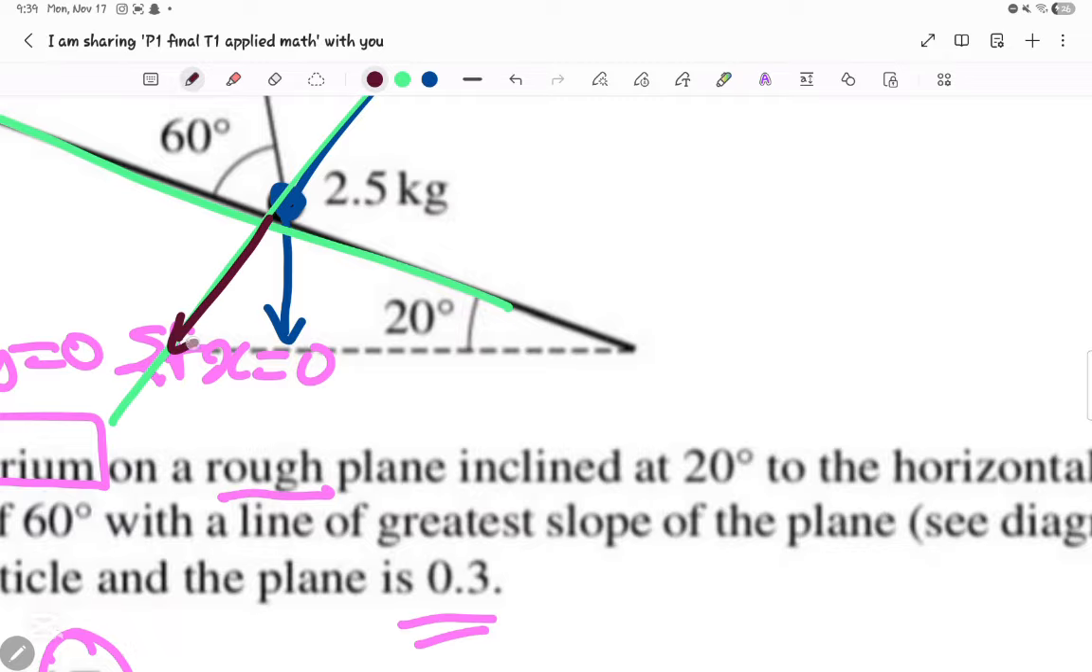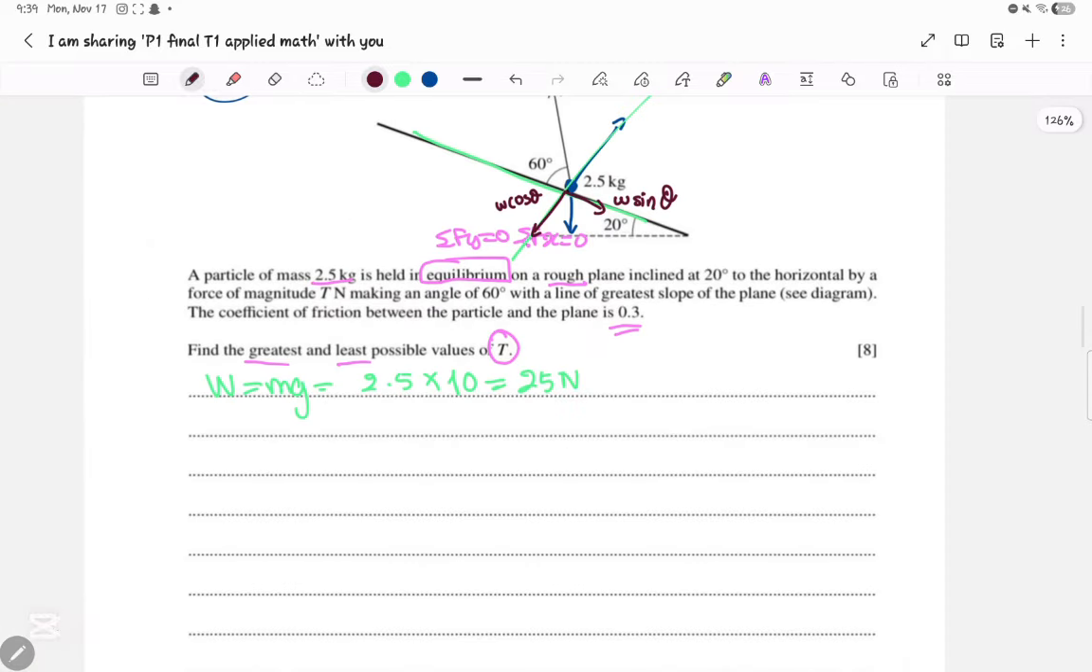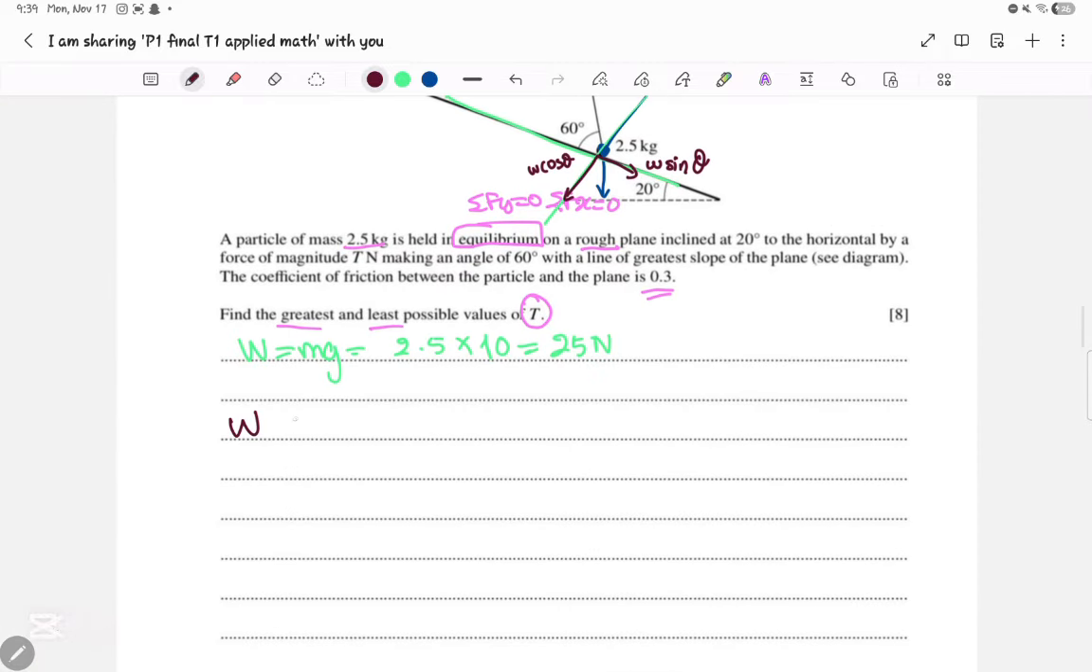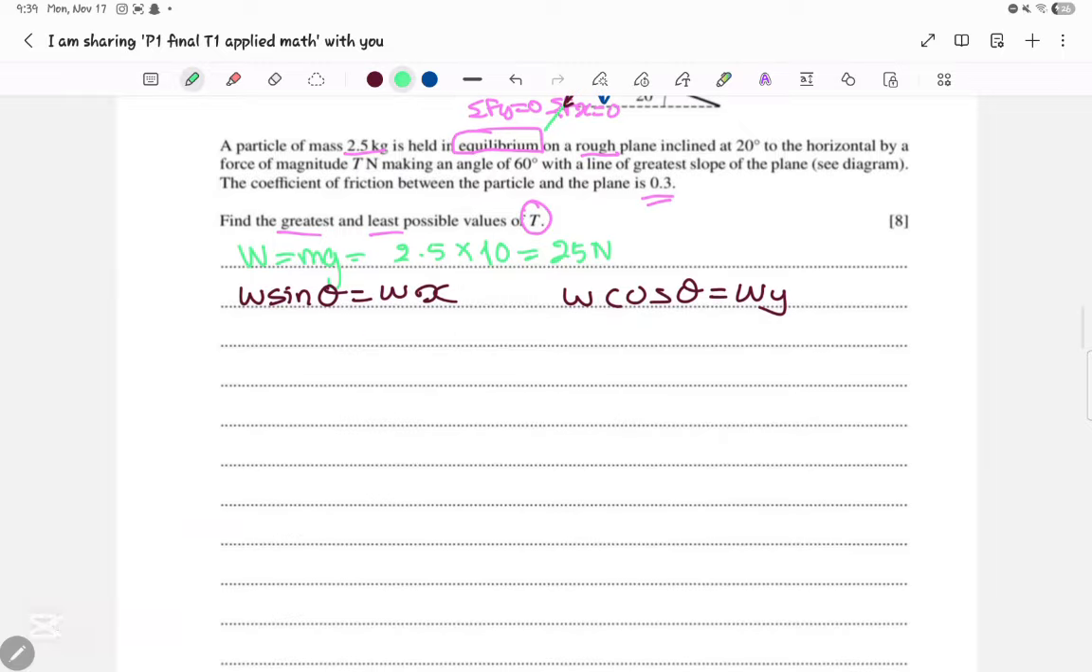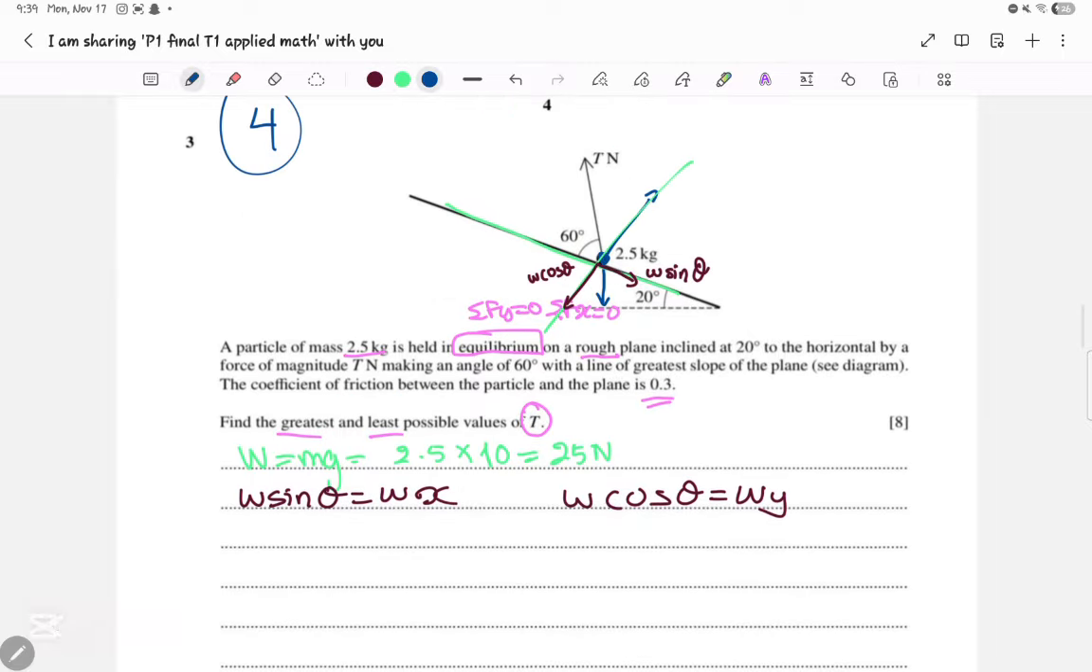So here it's gonna be W cosine theta. Here it's gonna be W sine theta, right? So W sine theta is equal to Wx, and W cosine theta is equal to Wy. Now what do I need to resolve? I need to resolve the tension as well. How do I resolve the tension?